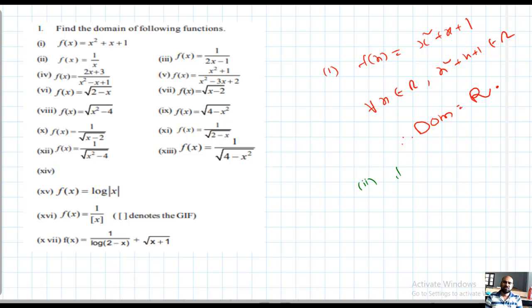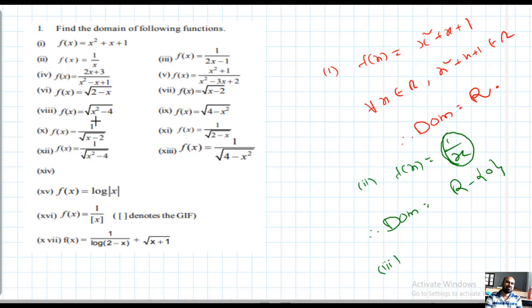Second problem, f of x equal to 1 by x. Students, listen, what values of x make this a real number, you should identify. x equal to 0 is not allowed, except that it is a real number. That's why I can directly say that the domain equals all real numbers except 0.